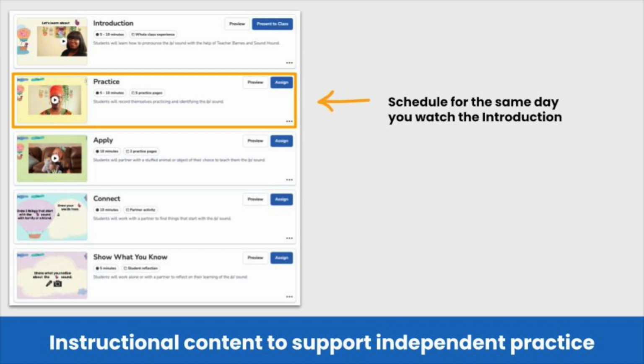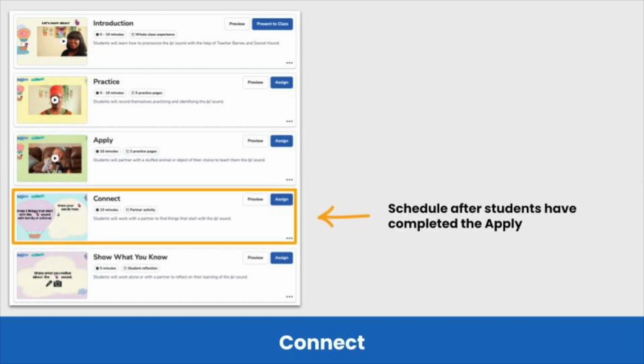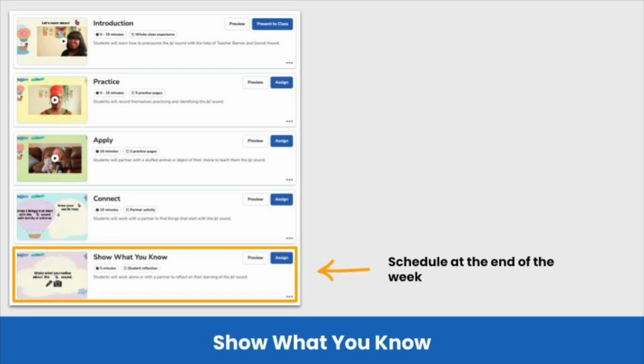There is another instructional video within the practice activity, so students can watch this to be reminded of how to make the sound when they are working independently. Make sure to schedule the apply activity to be assigned after students have completed the practice activity, and remind students they can rewatch the introduction video as well. Then schedule the connect activity to be assigned after students have completed the apply activity. And finally, schedule the show what you know activity that can be used as an assessment to be assigned at the end of the week.